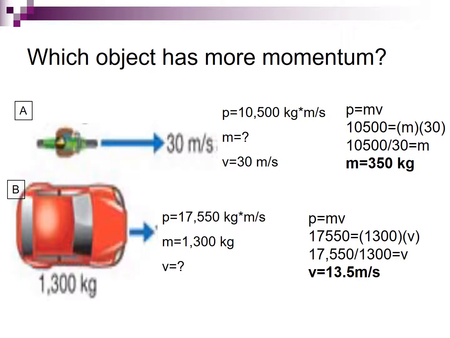Now in object B, we're looking for velocity. So our momentum was 17,550 equals our mass, which is 1,300, times v. To get v by itself, I have to divide both sides by 1,300, and I get velocity is 13.5 meters per second.